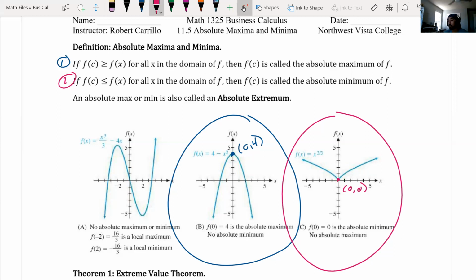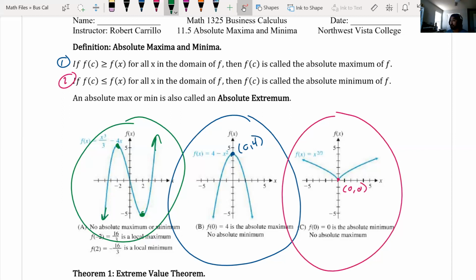Okay, so this is what we're going to be looking for today: absolute maximums and absolute minimums. The first graph does not have an absolute maximum or an absolute minimum. It does have a local max at this point and a local minimum at the point down to the right. It does not have an absolute maximum or minimum because these tails head towards infinity and head towards negative infinity. So there's no absolute highest point.